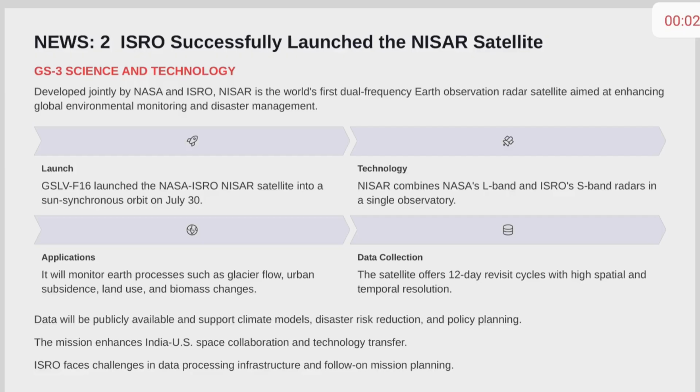Technology. NISAR combines NASA's L-band and ISRO's S-band radars. Application: it will monitor Earth processes such as glacier flow, urban subsidence, land use, or biomass change. Data collection: the satellite offers a 12-day revisit cycle with high spatial and temporal resolution.